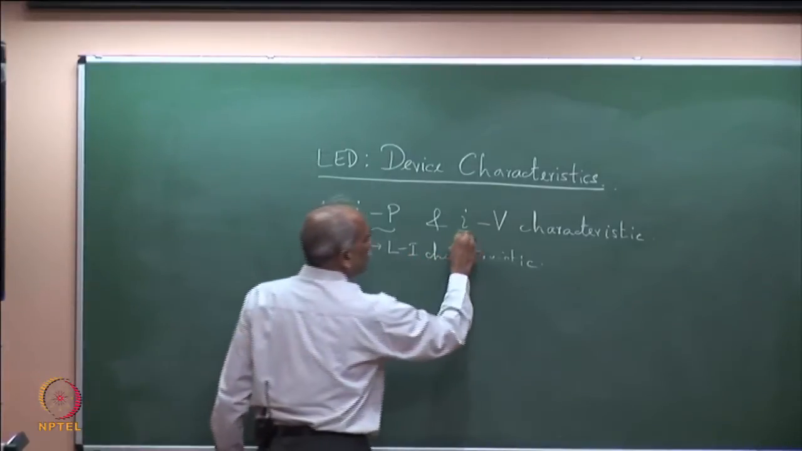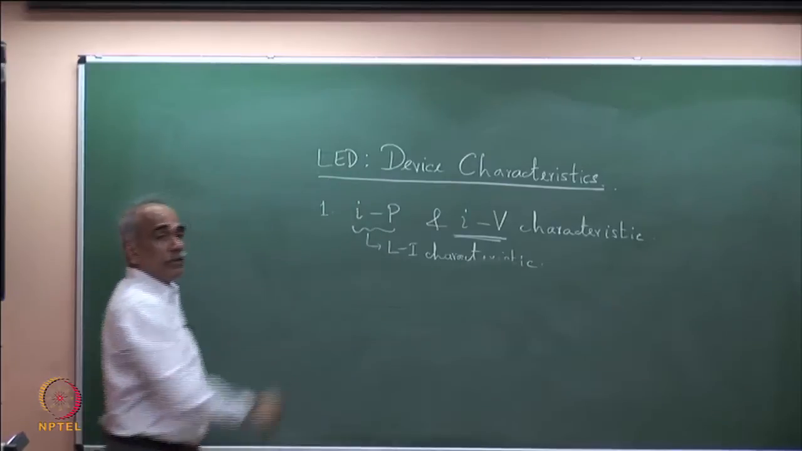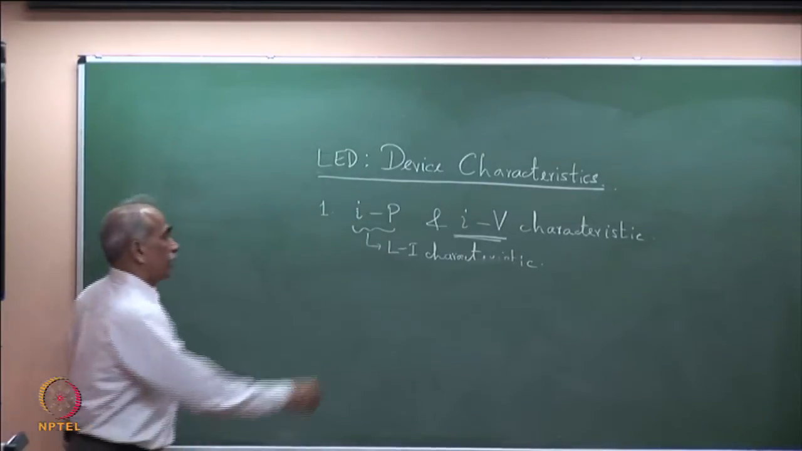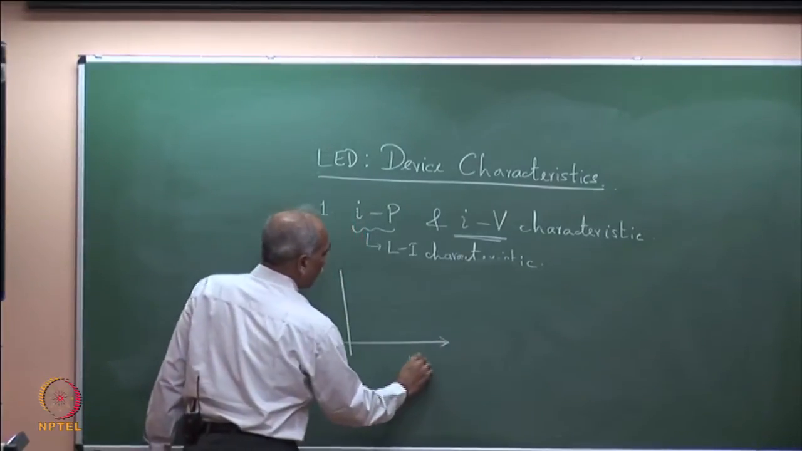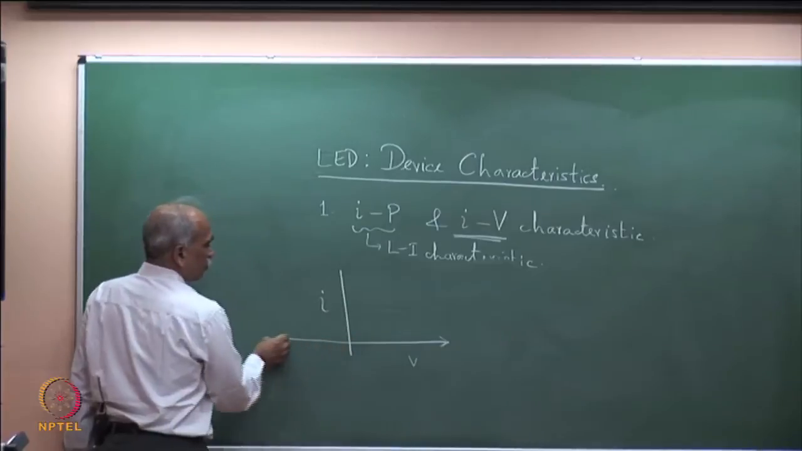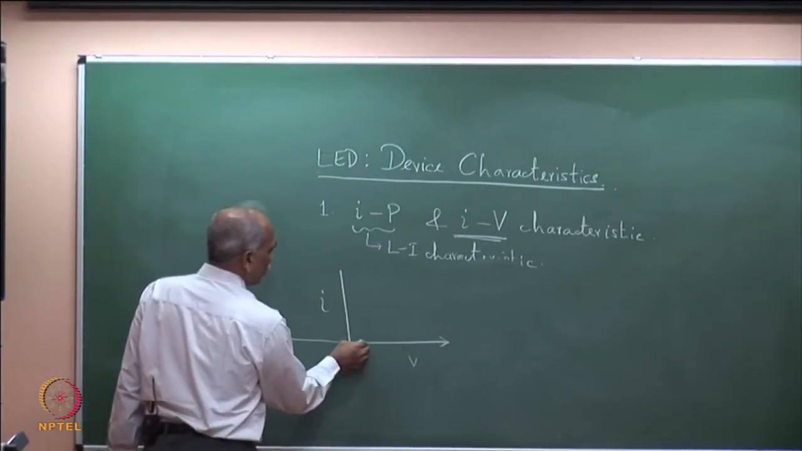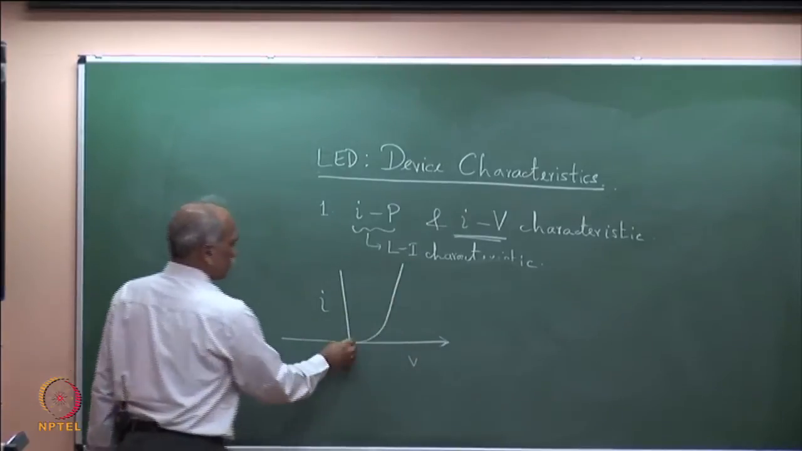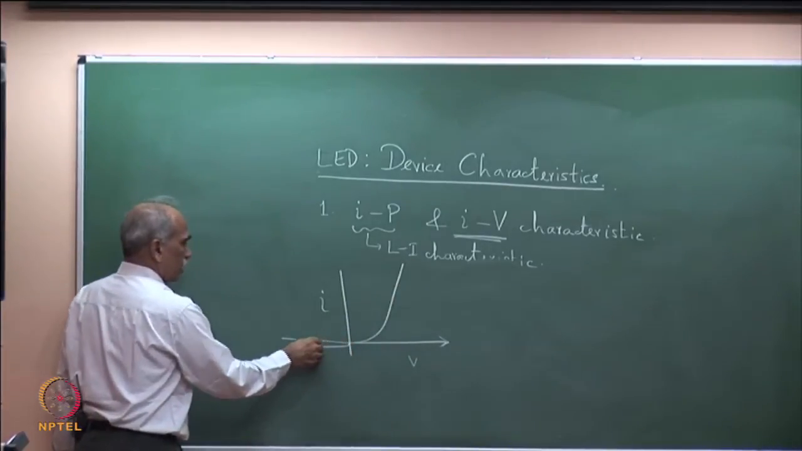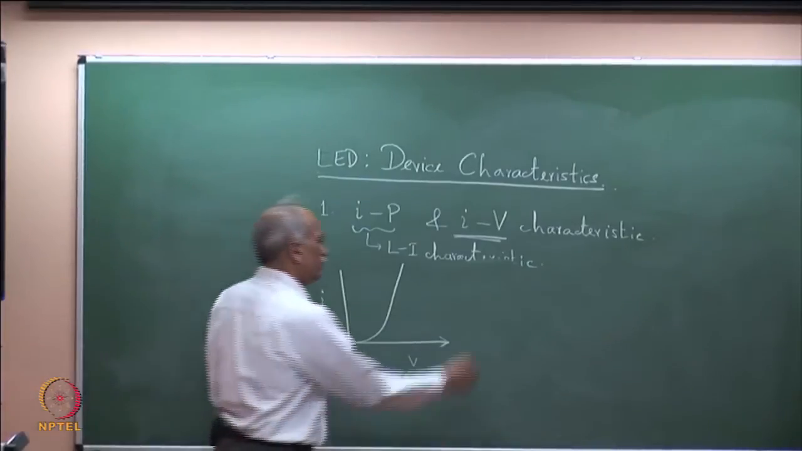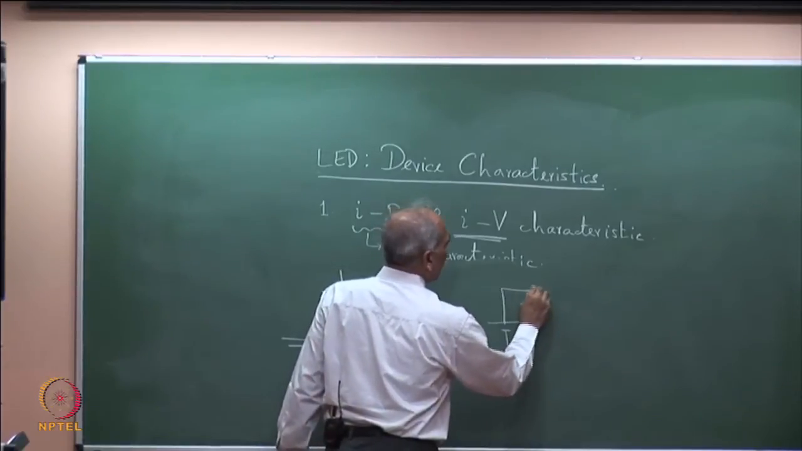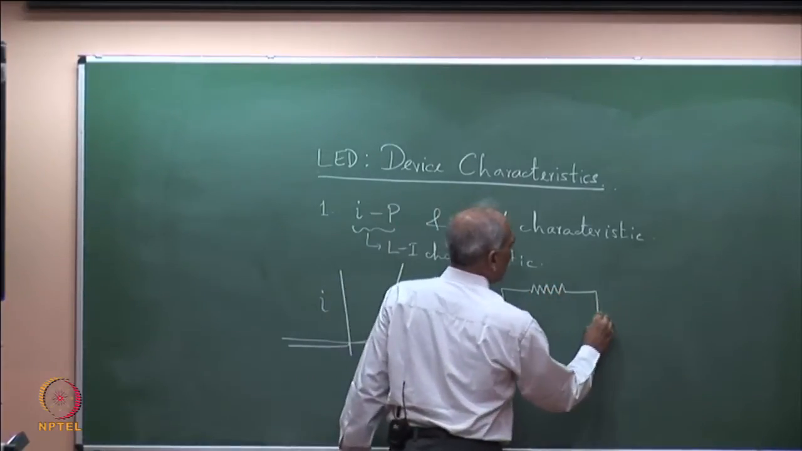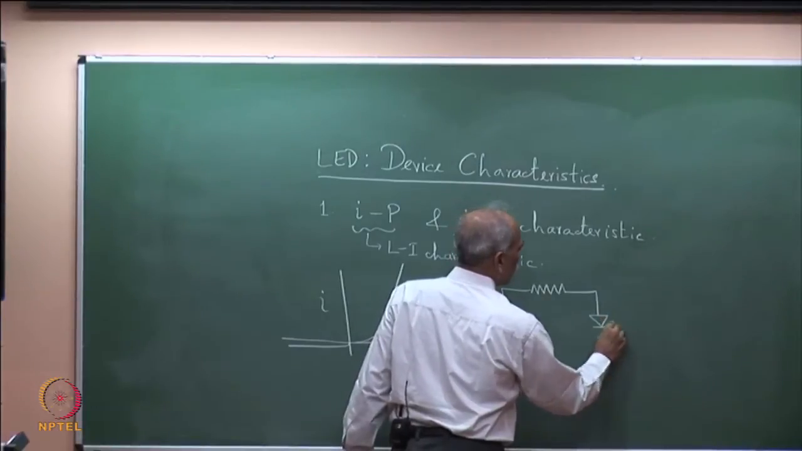So, IP characteristics. First, IV characteristics. An LED is a light emitting diode. It is a forward biased diode, and therefore, if you want to measure the IV characteristics, V versus I, of course, you can also measure the reverse characteristics. It is the same diode characteristic. So, typically here is a cell and there is a series resistance Rs, and here is the diode, the LED.